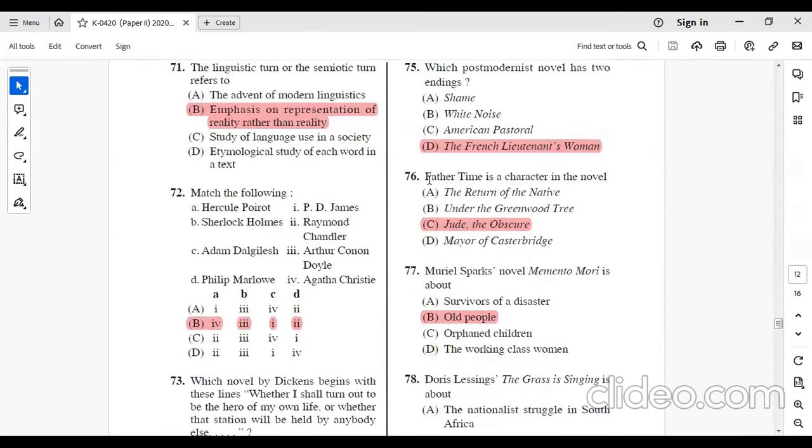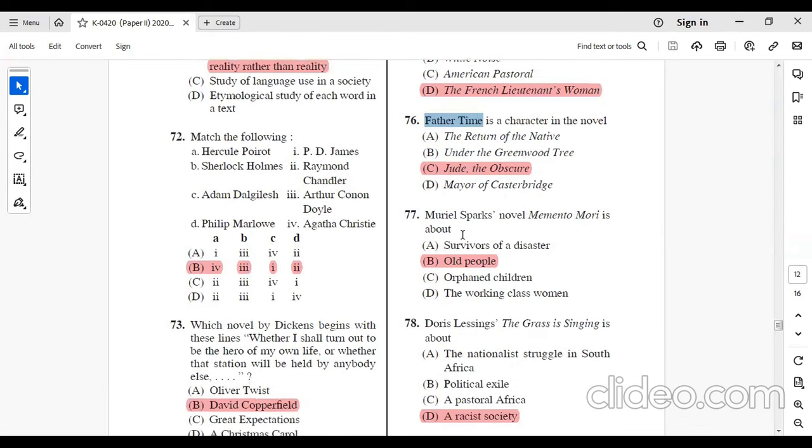Now, Father Time, very important question. It's a repeated question. Father Time is a character in the novel Jude the Obscure. Now, who has written Jude the Obscure? Thomas Hardy. Remember, Thomas Hardy has written Jude the Obscure. And which character is here? Father Time. This question was repeated in the previous question papers also.